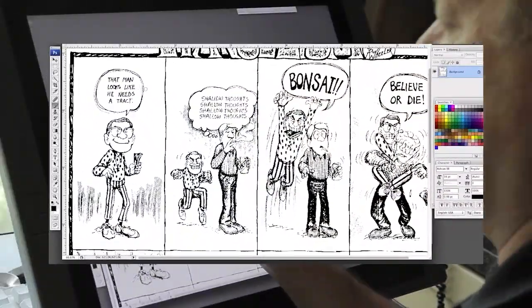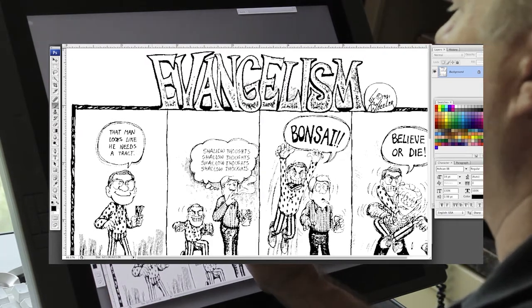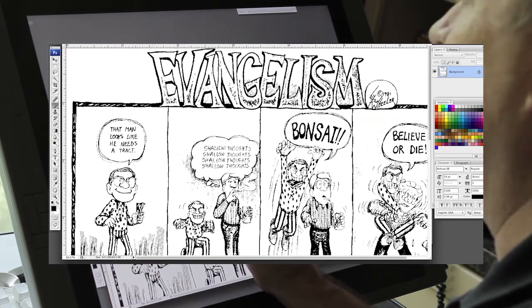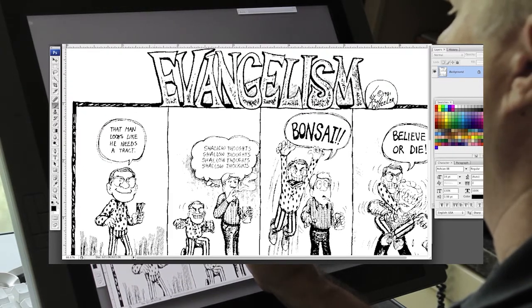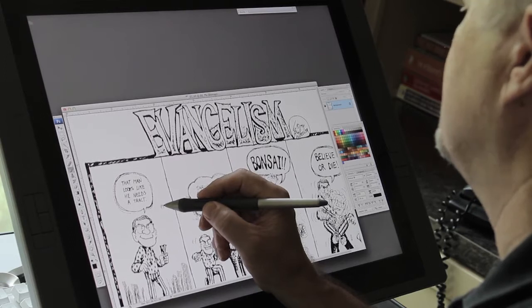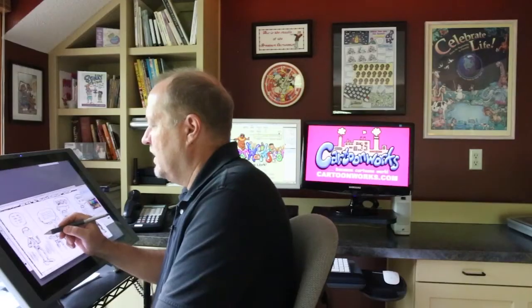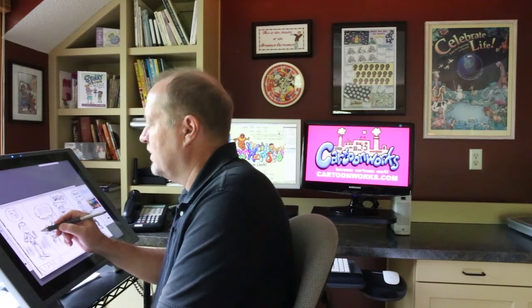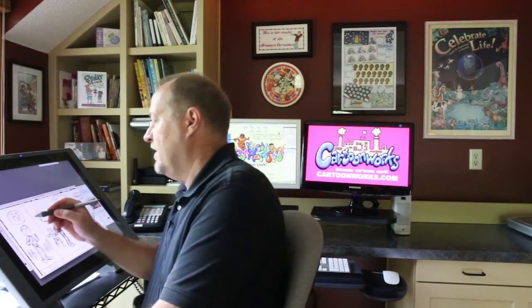Okay, this is a comic strip I did a while back. It's probably one of the earlier ones I did. It was for a magazine called Evangel, I think, or it was a denominational publication. And this was a subject on evangelism, the whole stigma that goes along with evangelism. And so it's an eight-panel cartoon, and as I said, this is very early in my career.